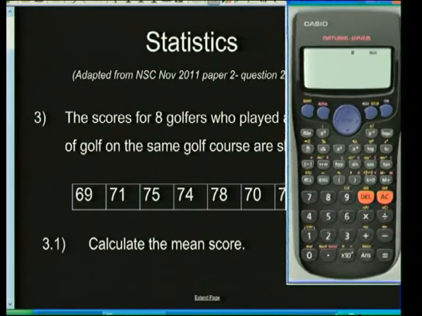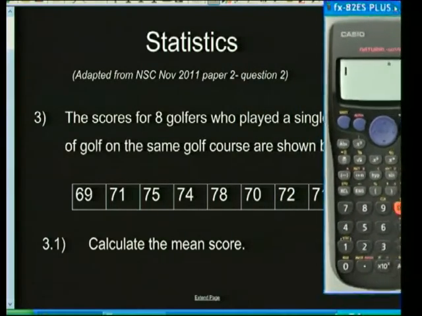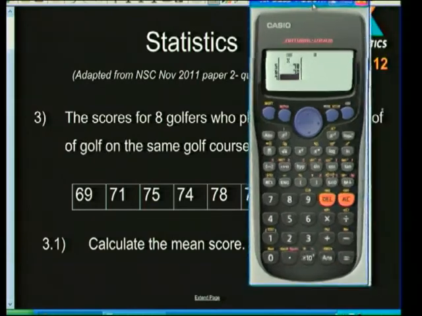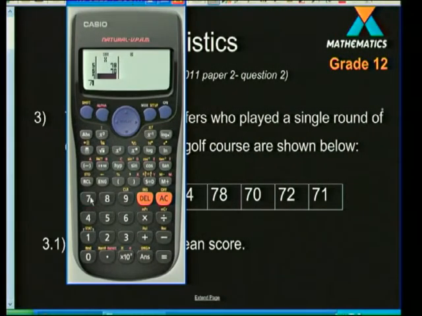Now, this is how you are going to work out your mean score on the calculator. You press MODE and you press 2 for STAT. Once you have done that, the option we want is 1 for the variance, and now we are going to type in our numbers. The first number we had was 69 equals. We then have 71 equals. I've got 75 equals, 74, 78, 70. Then we've got 72 and we've got 71, and there's our data set.